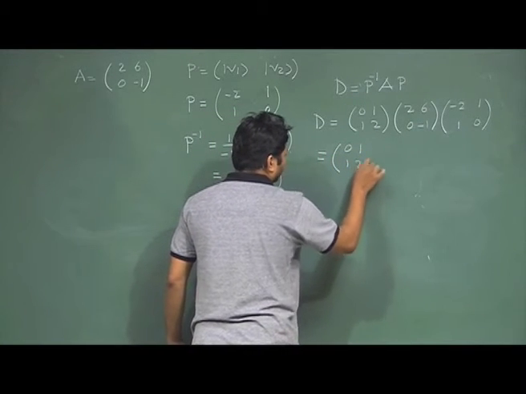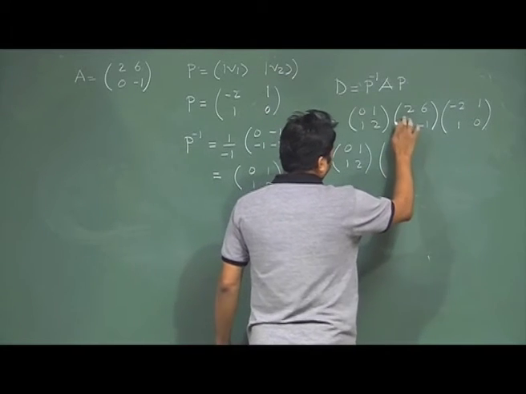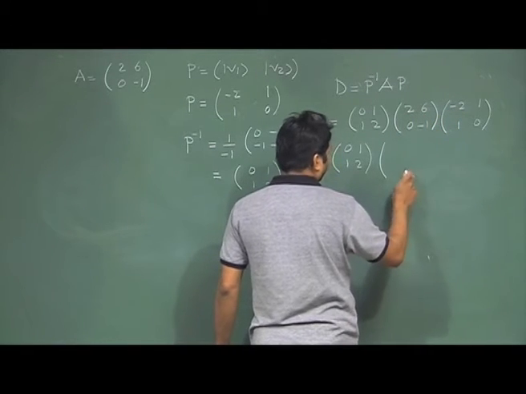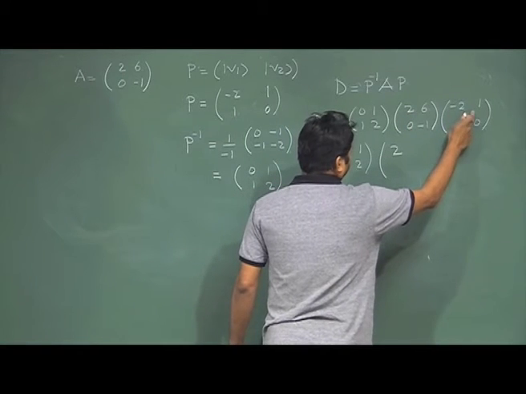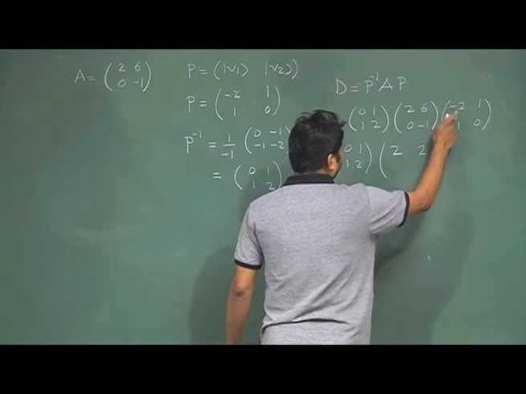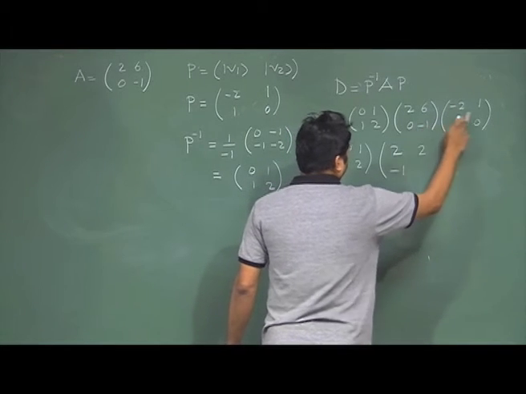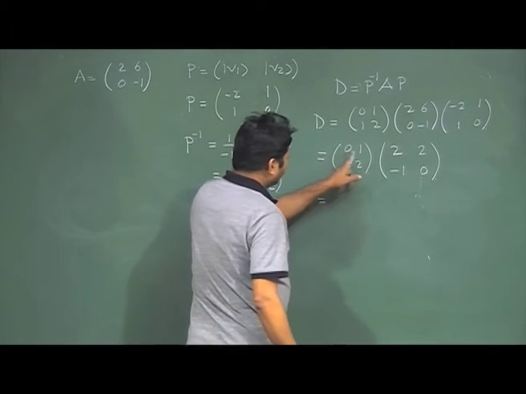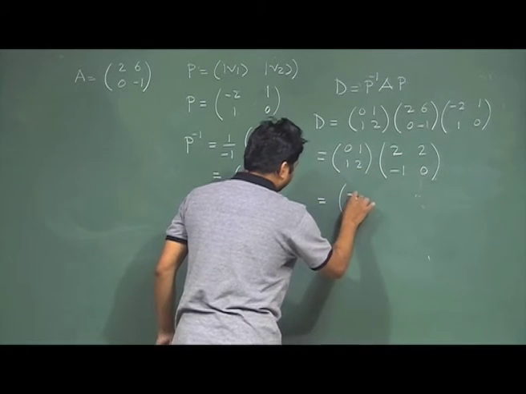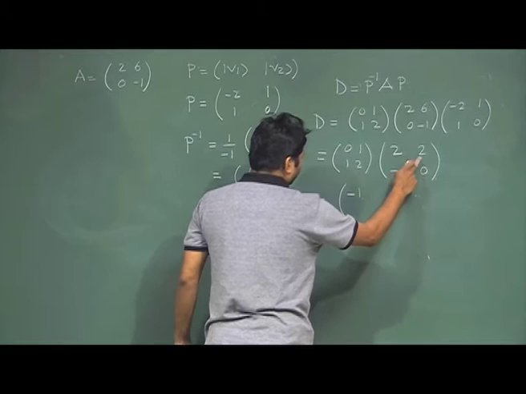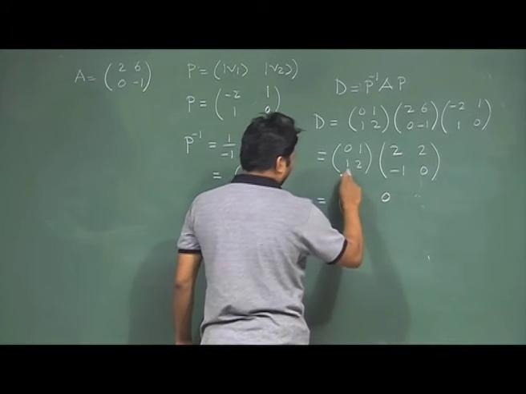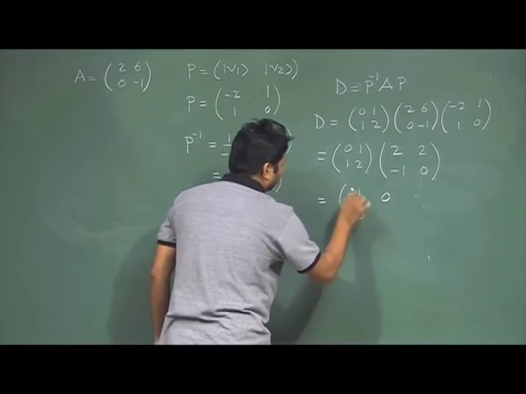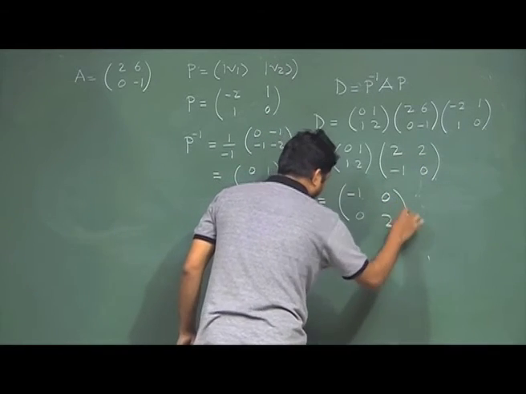0 1 1 2, this is 2 into minus 2, it is minus 4, 6 minus 4, so it is 2. 2 into 1 2, 6 into 0, so it is 2. 0 into minus 2, 0 1, so it is minus 1. 0 into 1, 1 into, so it is 0, and then 0 into 2, it is minus 1, 0 into 2, this is 0, 1 into 2, 2 into minus 1, it is again 0, 1 into 2, so it is a diagonal matrix.